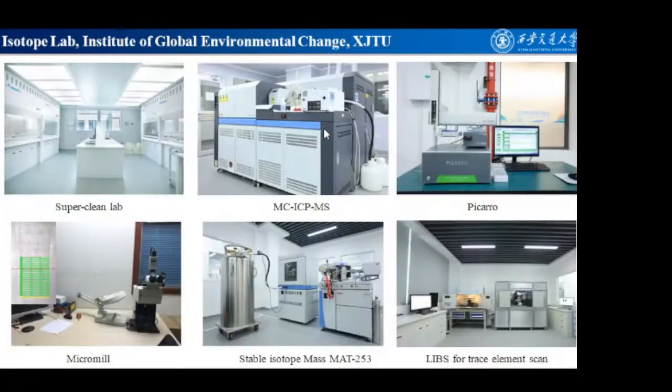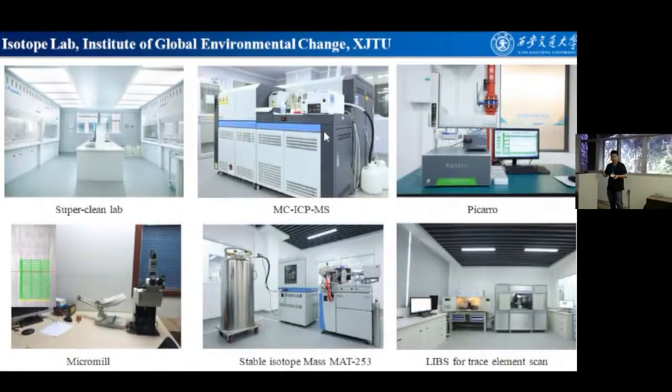Here I just show some equipment and a super clean lab. We have two Neptunes, one for uranium thorium dating, one for uranium lead dating. We have Picarro, and also we have three MAT 253 and also we have LIPS, this is for trace element scan.